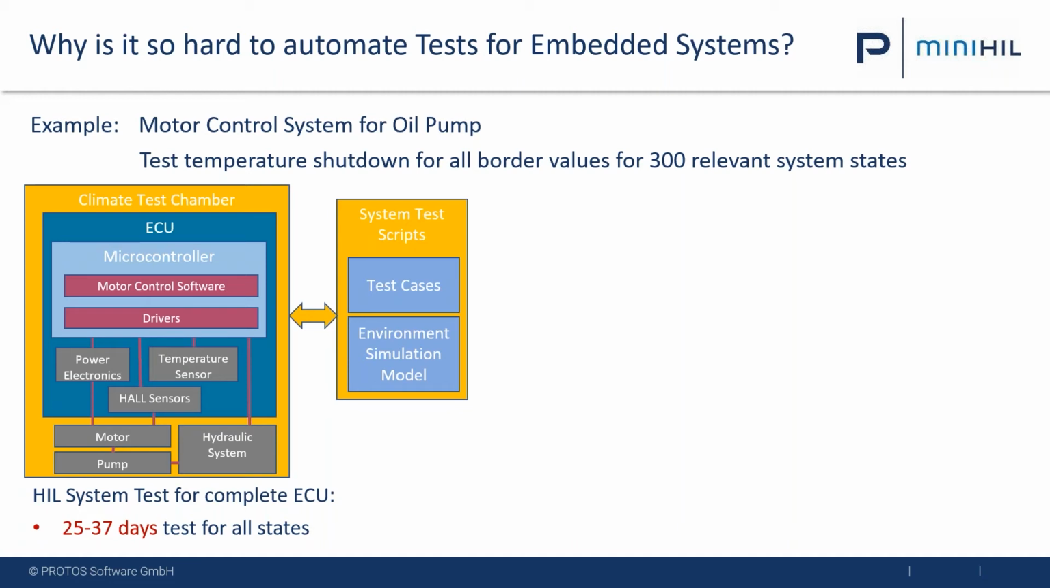So they put the ECU with a complete system, with all the sensors, with power electronics, with the motor, with the pump, with the hydraulic system, with the oil, and so on in the climate chamber. And then they started to run test cases on that by changing the temperature in the climate chamber, which is very, very slow. So it's a big system, so the system is really slow. The full test for all relevant states would have taken something like 30 days.